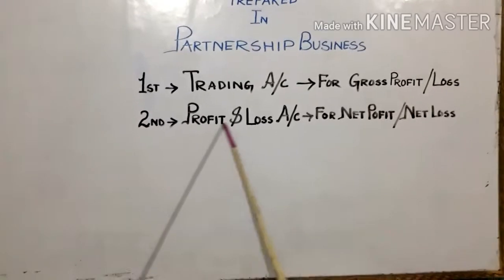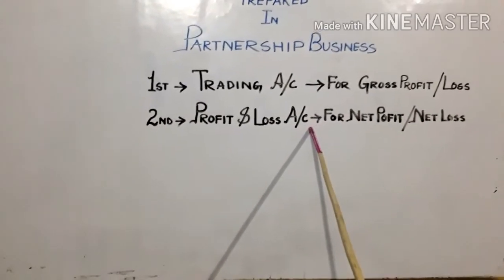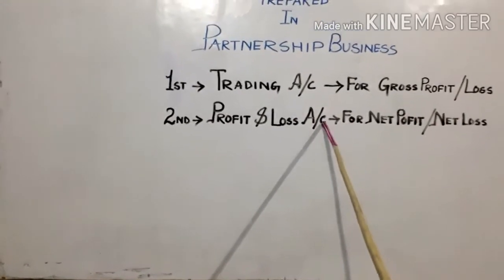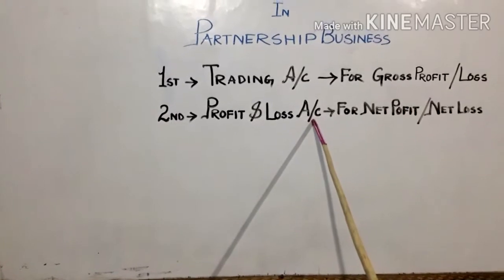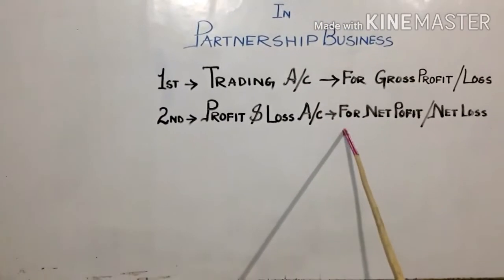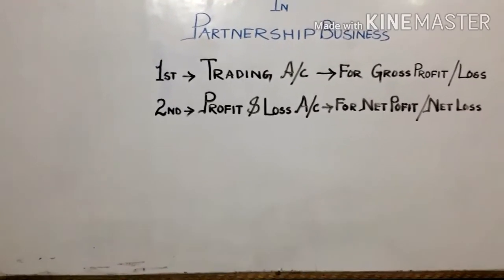Next is the profit and loss account. And this profit and loss account is prepared at the end of the financial year to calculate or to find out the amount of net profit or net loss.